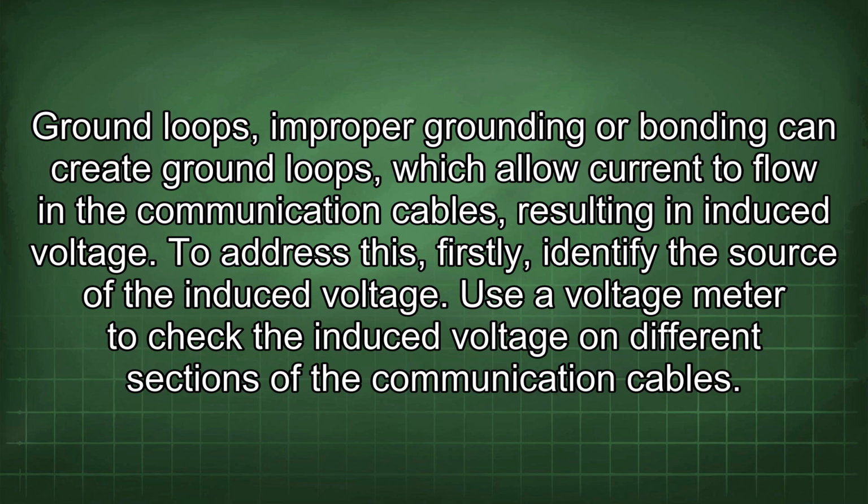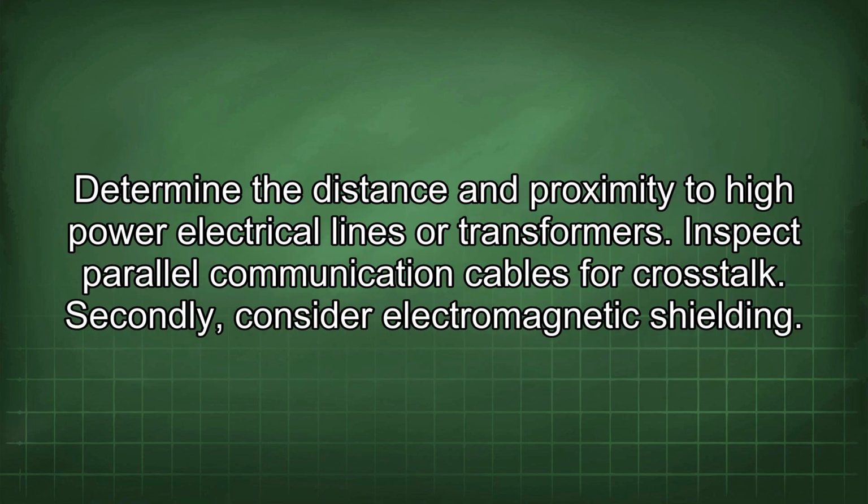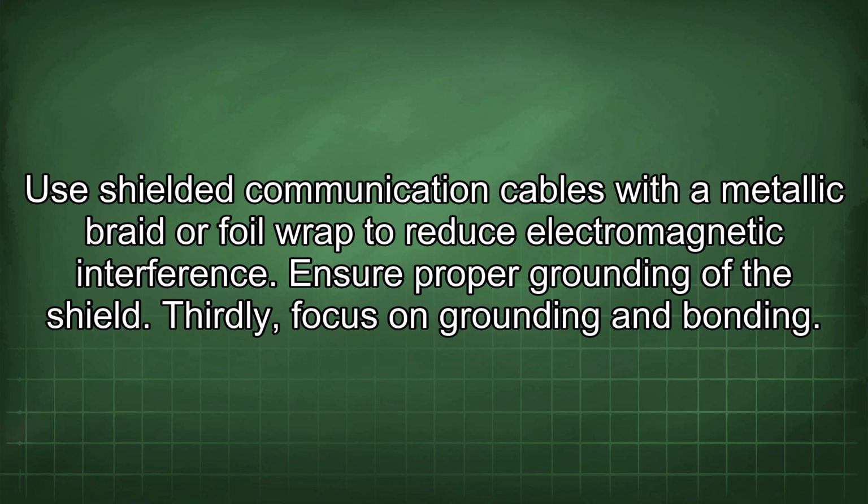in induced voltage. To address this, firstly, identify the source of the induced voltage. Use a voltage meter to check the induced voltage on different sections of the communication cables. Determine the distance and proximity to high-power electrical lines or transformers. Inspect parallel communication cables for crosstalk. Secondly, consider electromagnetic shielding. Use shielded communication cables with a metallic braid or foil wrap to reduce electromagnetic interference. Ensure proper grounding of the shield.